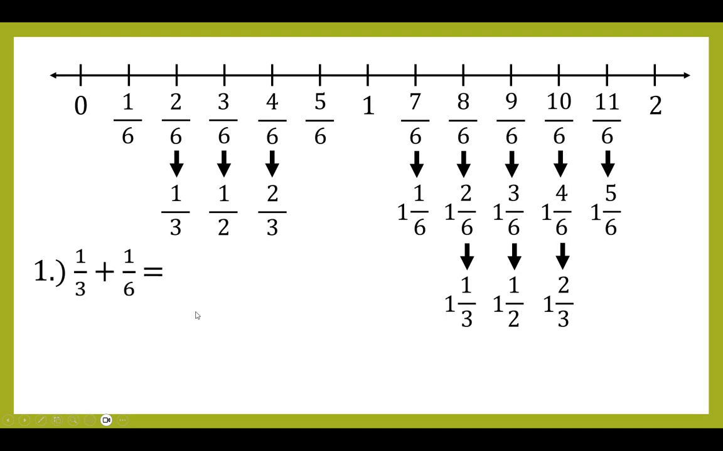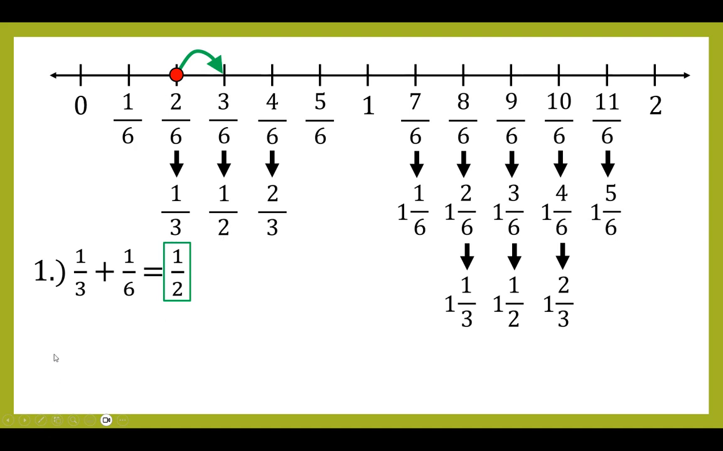So let's look at the problem. Number 1 is 1/3 plus 1/6. So I'm going to locate 1/3 on the number line. So let's look for 1/3, and I can see it right here. So I'm going to put a dot right there. Now I'm going to be adding 1/6. Well, 1/6 is one interval. And if I'm adding a positive, I'm going to the right. So if I add 1/6, I just go to the right one interval, and I am at 1/2. So my answer is 1/2.